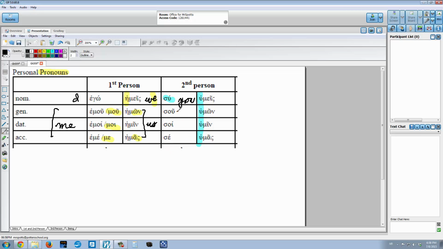And you see the genitive singular sou, the dative singular soi, just like moi, we have soi, and the accusative se. Then the plural, the endings are just the same between the two first and second person pronouns: humeis, humon, humin, humas. Now, first person and second person pronouns may be masculine or feminine. There's no neuter, and they look just the same whether they're masculine or feminine. So there will be no difference in the form there.